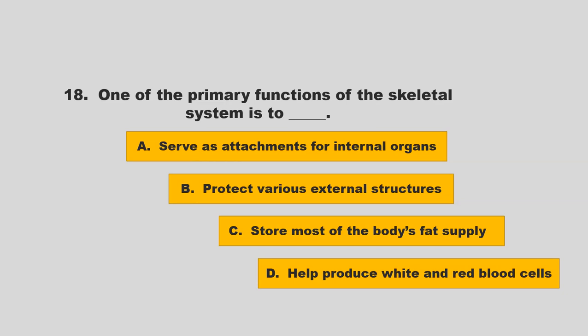One of the primary functions of the skeletal system is to serve as attachments for internal organs, protect various external structures, store most of the body's fat supply, help produce white and red blood cells. If you chose D, help produce white and red blood cells, you are correct.